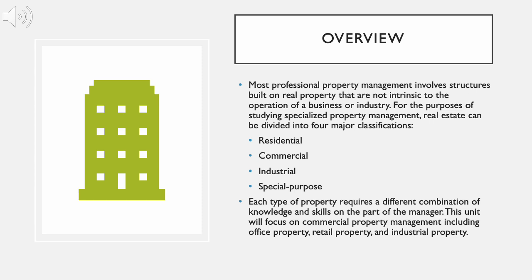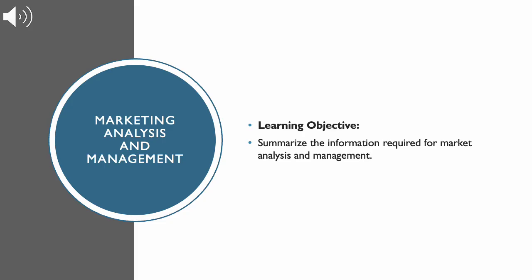Each type of property requires a different combination of knowledge and skills on the part of the manager. This unit will focus on commercial property management, including office property, retail property, and industrial property. Marketing analysis and management. Learning objective. Summarize the information required for market analysis and management.